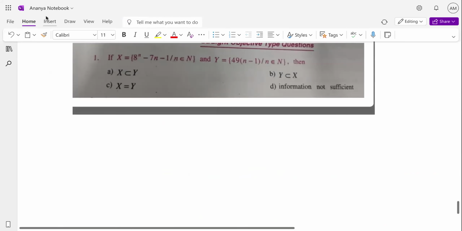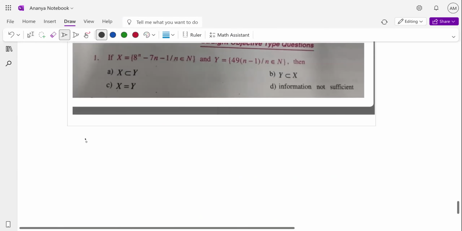If you see carefully, x is given as this thing, x and n minus 1 by n, and y is given as 49 n to the minus 1. So what I can do is represent 8 as 1 plus 7. The reason behind doing this is that I have 7 n, and I want to remove it somehow. My n belongs to all the natural numbers.